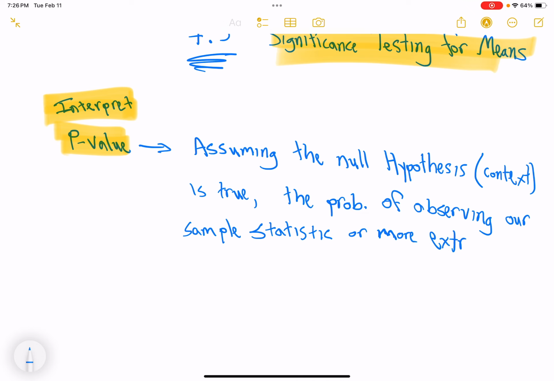And I say more extreme because it could be that we are looking at a one-tailed test on the low end, in which case more extreme would be or smaller. But we could be also looking at the upper end, where more extreme would just mean greater. We could also be doing a two-tailed test where more extreme is simply in both directions, right? So that or more extreme is, and then you give the p-value. That is what a p-value is.